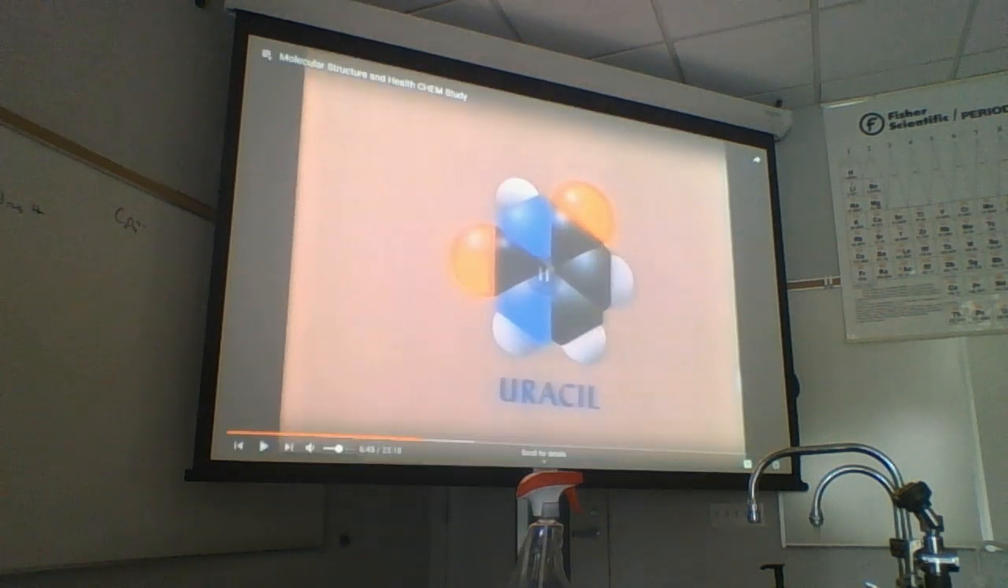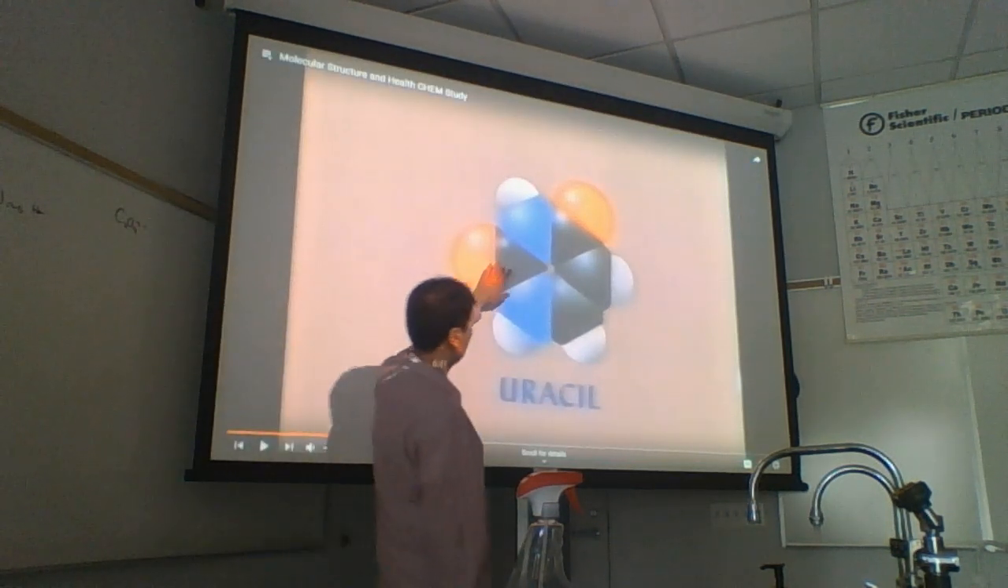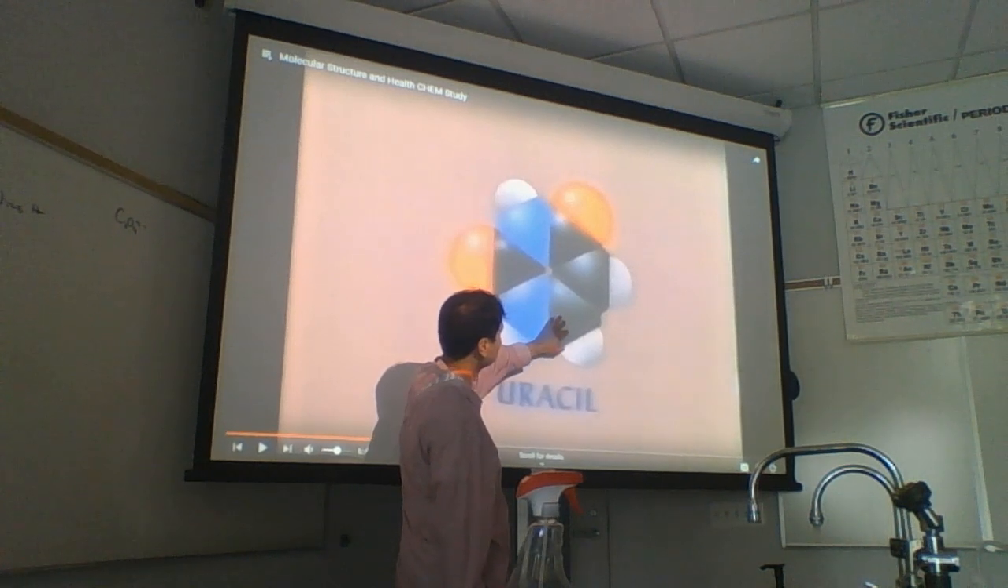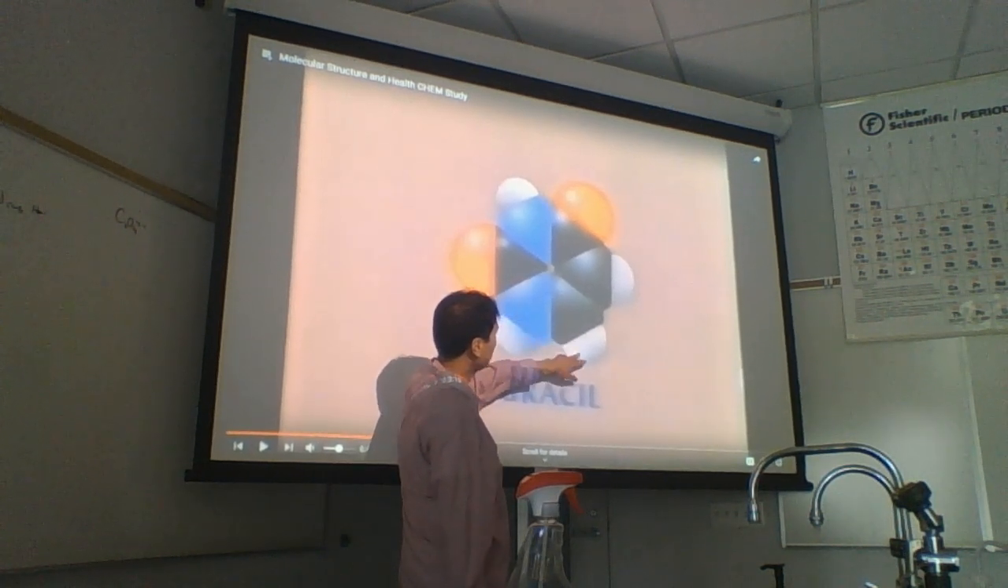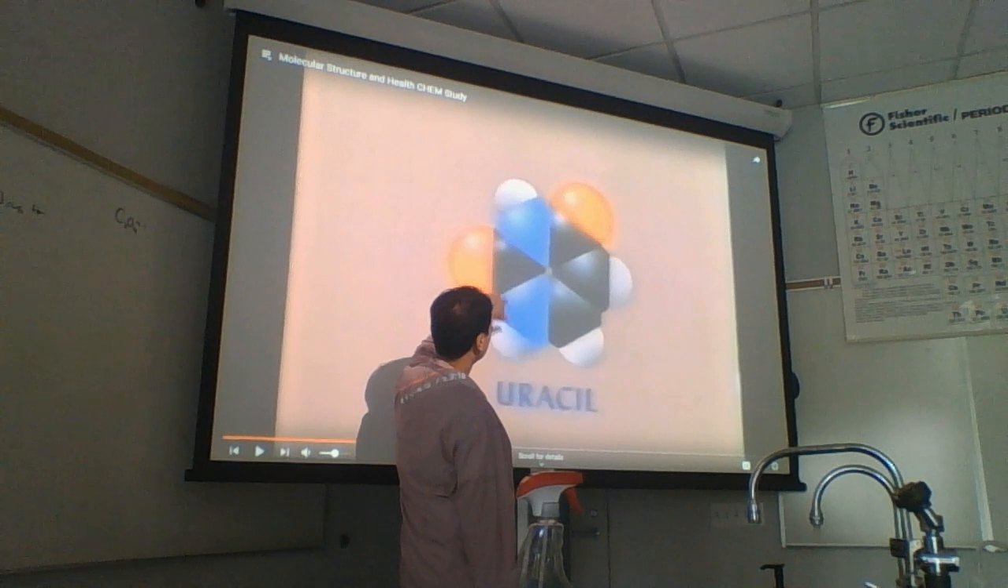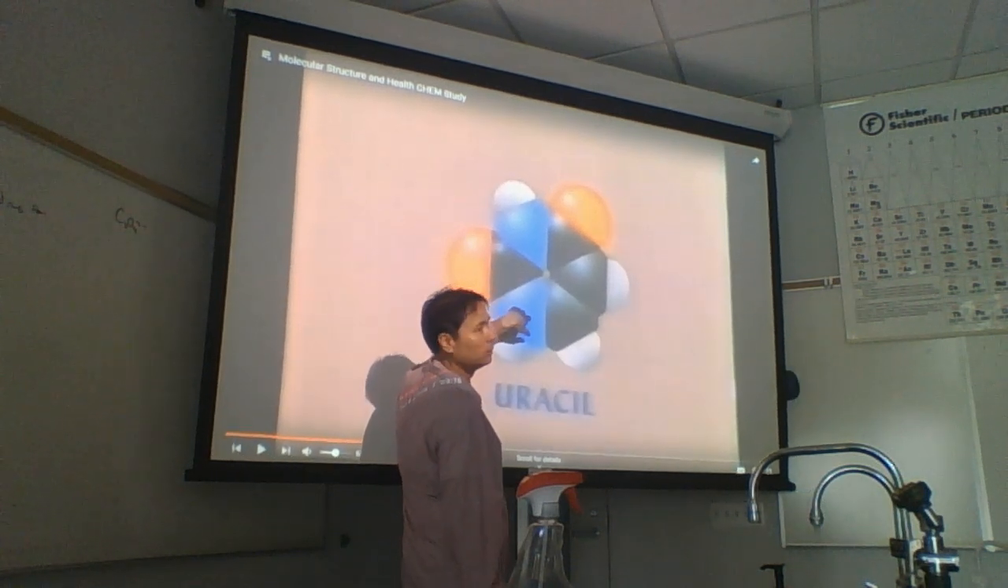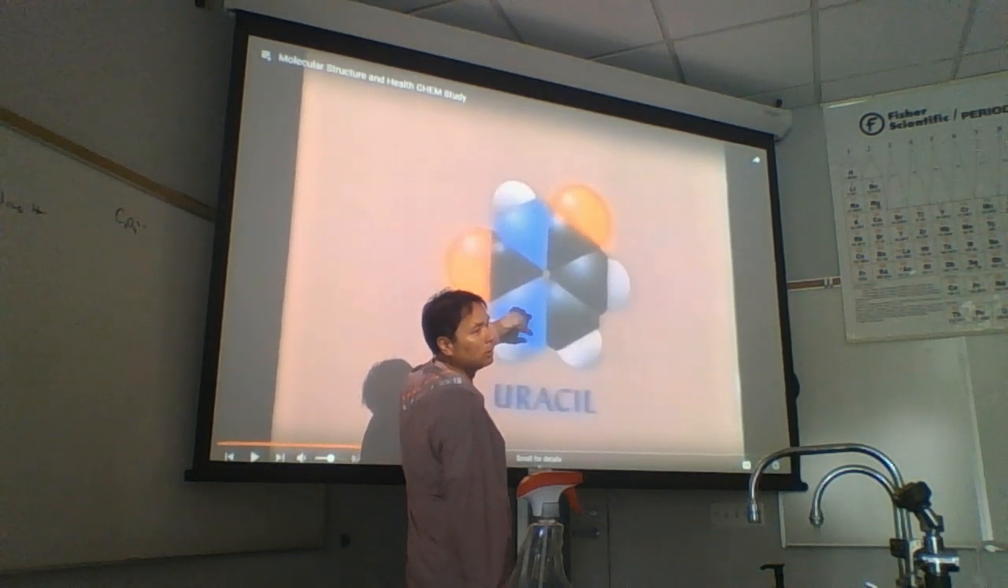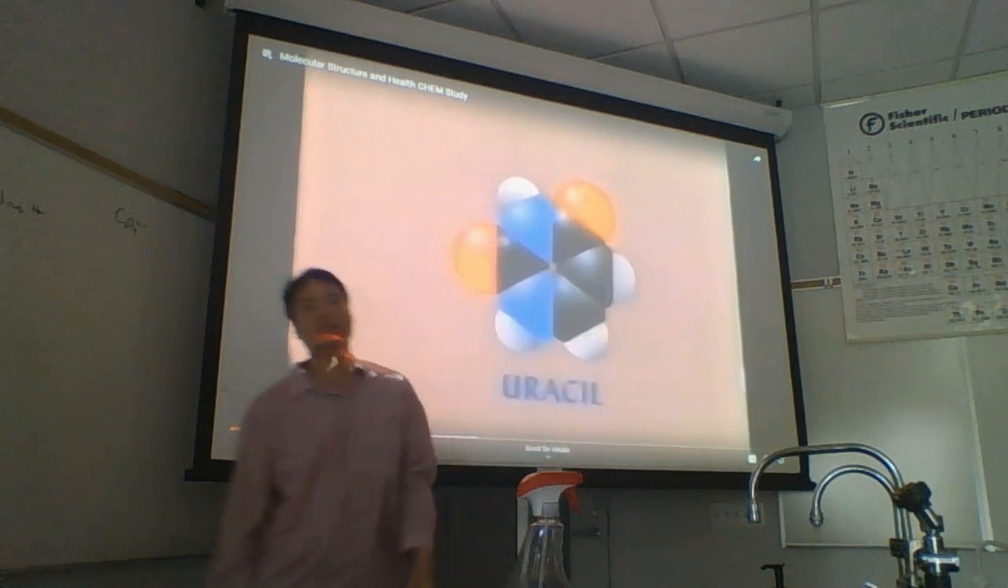Can a structural modification of the uracil molecule be used to disrupt the fast growth of the cancer tissue? Let me just pause it for a second. This is a color coding here. Do you know what black represents? Carbon. White, red, and blue. Nitrogen. Blue represents nitrogen.